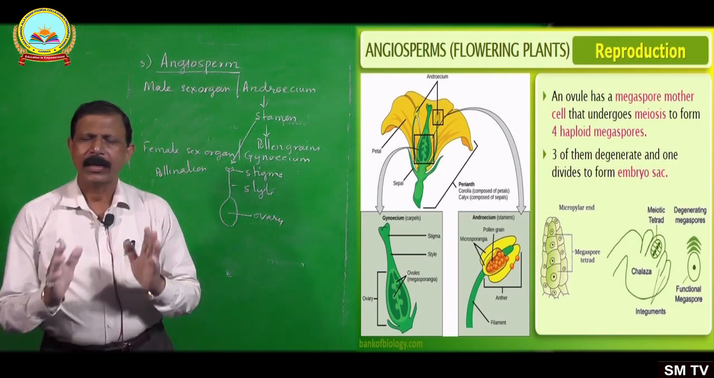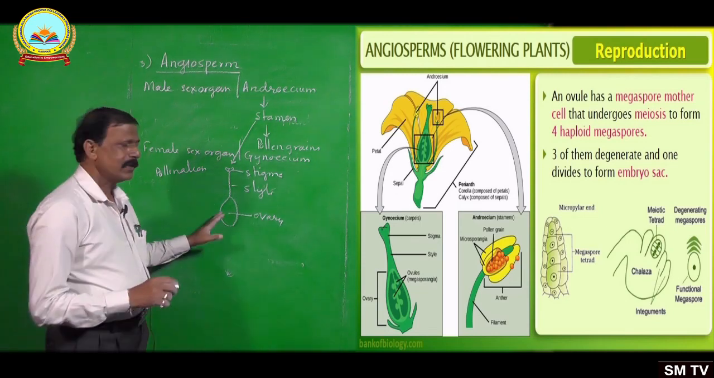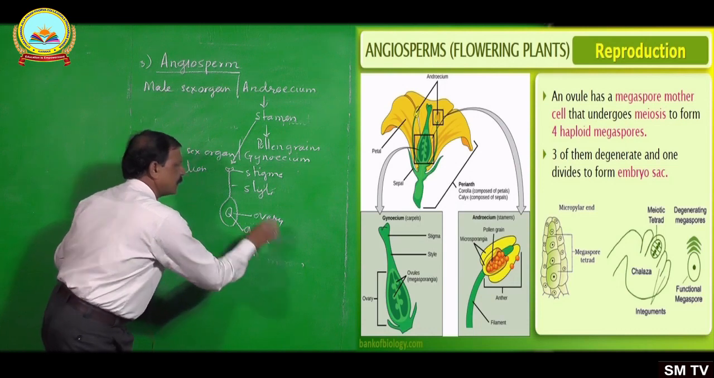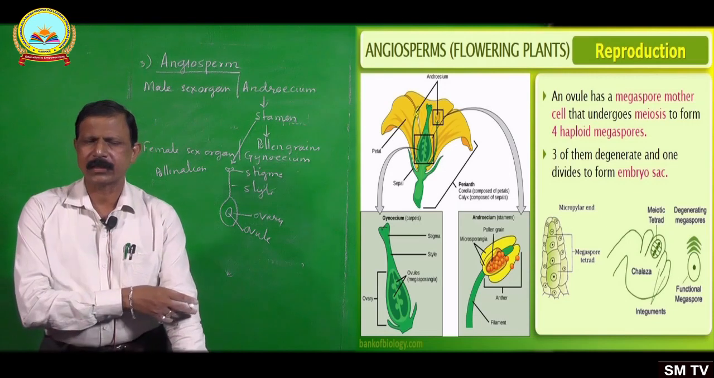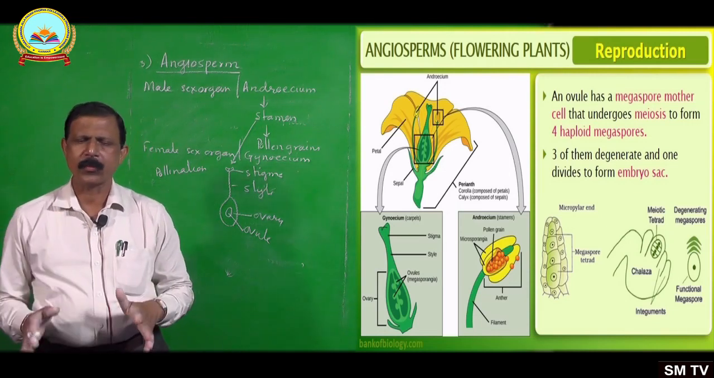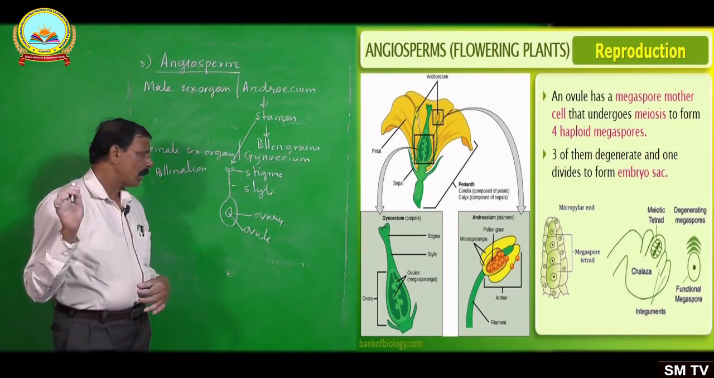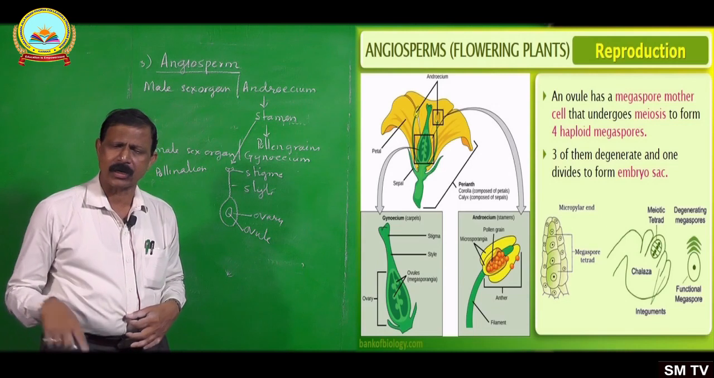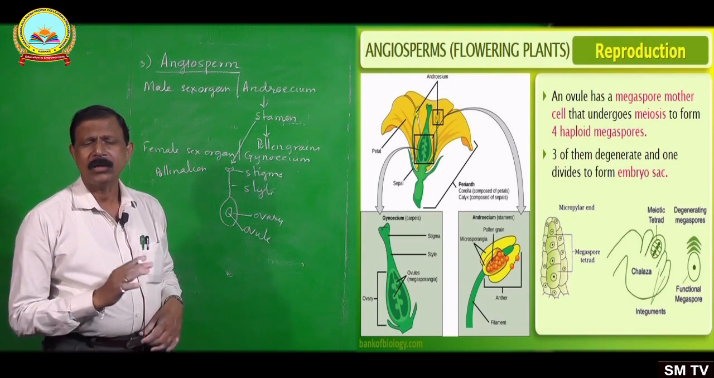Every ovule has a megaspore mother cell. Here is the ovary, and this is the ovule. The ovule has the megaspore mother cell, and this cell undergoes meiosis to form four haploid megaspores. Only one is functional, and three of them degenerate and become non-functional.